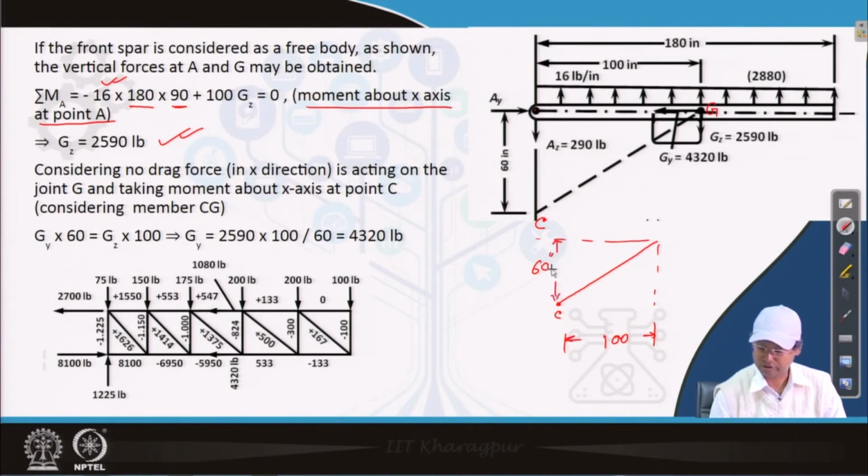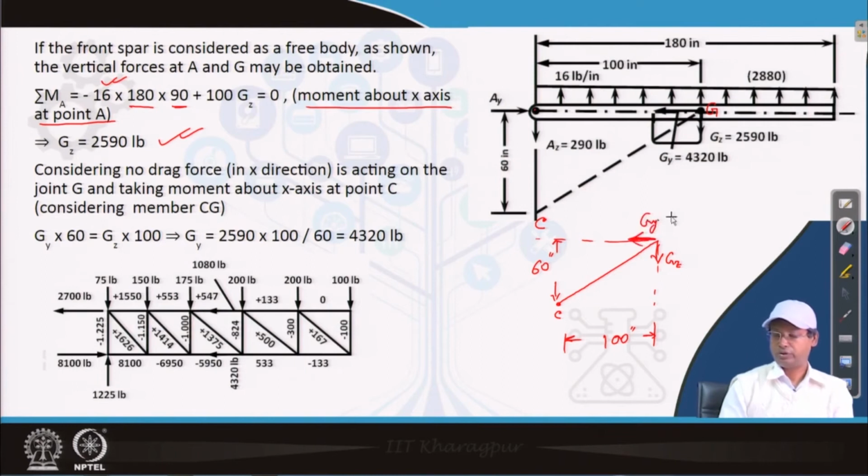This is 60 inch, this is 100 inch, and the two forces are acting: one is downward as G Z and the other force acting here as G Y. So, if we solve this in this direction, we have the opposite acting moment, and from there we get that G Y is equal to 4320 pound.